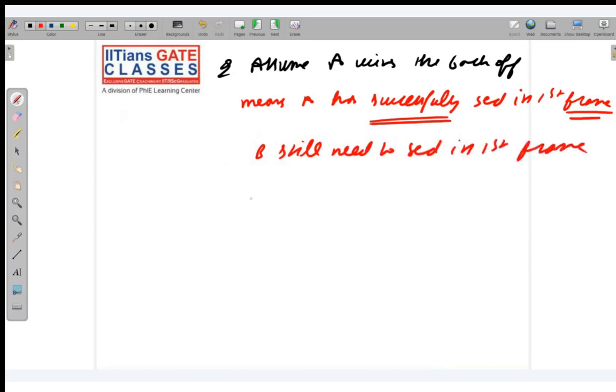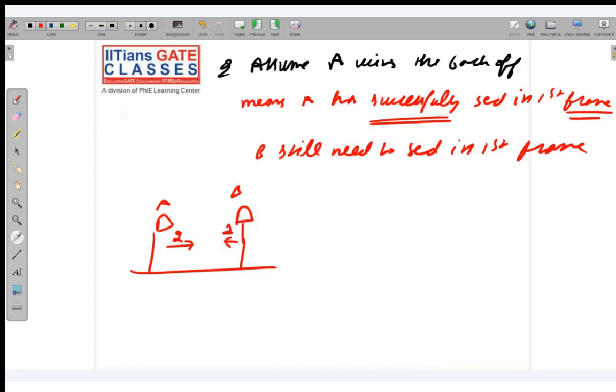So what is the situation? This is A and this is B. A has successfully sent its first frame. Now A is sending its second frame, but B still tries to send its first frame only. So B is at 1, but A is at the second frame. I think it's clear to everybody? Please tell me if there is any doubt. No, sir. Clear, sir.